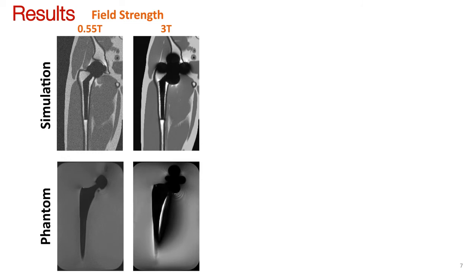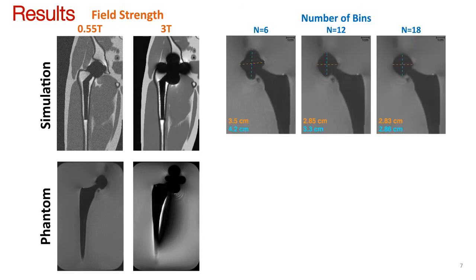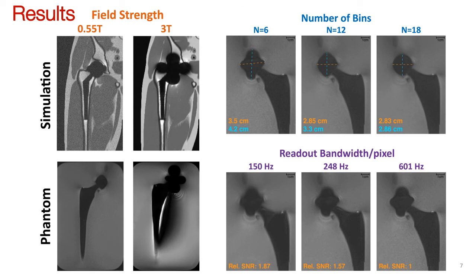Our initial MSI experiments with a hip implant phantom show a similar trend to the simulations at 0.55 Tesla and 3 Tesla. We also observe that our simulation results are consistent with the phantom results at 0.55 Tesla with different numbers of bins and readout bandwidth.